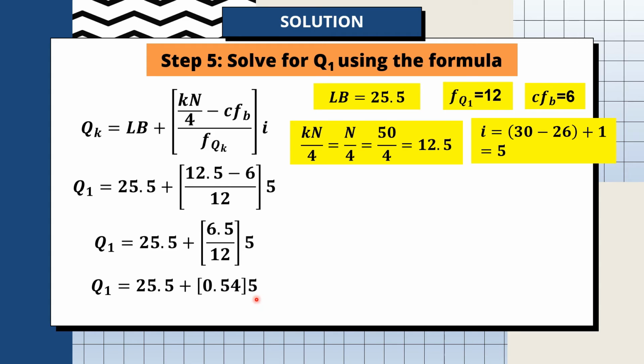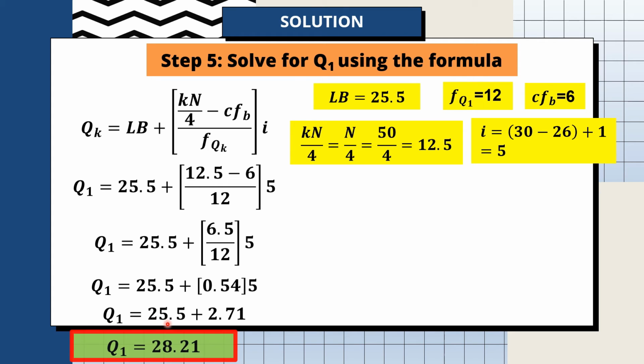Then, multiply natin siya sa 5. That is equal to 2.71. Laging 2 decimal places ang kukunin. And then, add natin siya sa ating lower boundary, which is 25.5. At ang answer natin is 28.21.